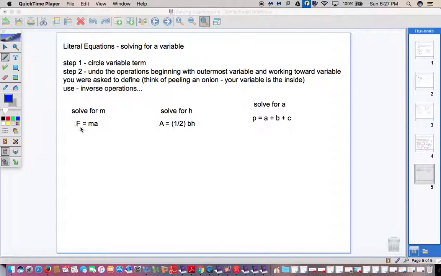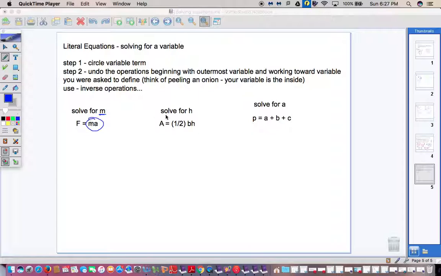So on this first one, this is an equation you'll see in science, mostly physics. Force is equal to mass times acceleration. If I want you to solve this for m, my first step I would suggest is to circle the variable term. Remember, terms are separated by addition and subtraction symbols, so I only have one term.